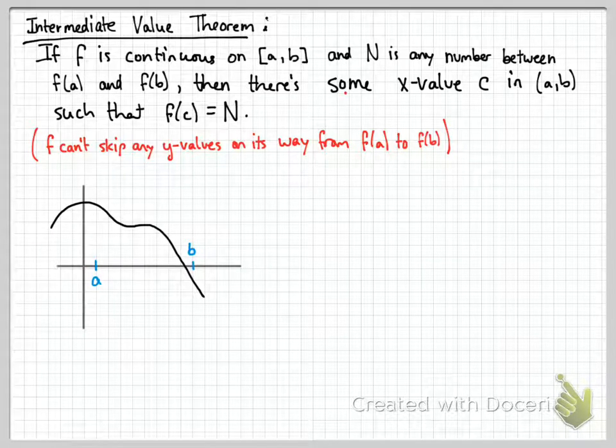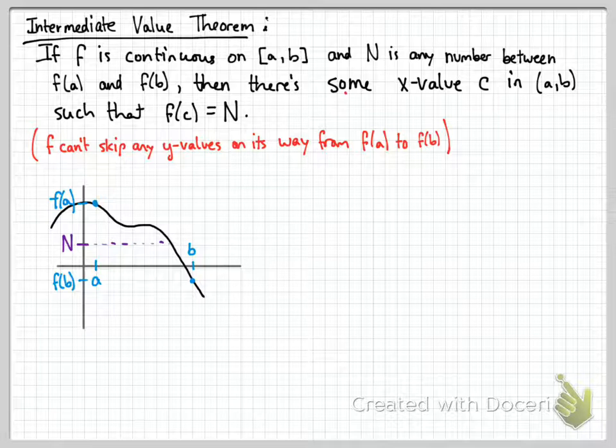So here's the picture. I have a continuous function, and in particular it's continuous between a and b and at those endpoints. I look at f of a and f of b. Those are some y values. And now I get to pick any number n in between f of a and f of b. So I pick any y value in between there. There's one. What the theorem tells me is that there's some c, some x value between a and b, where f of that c is n.